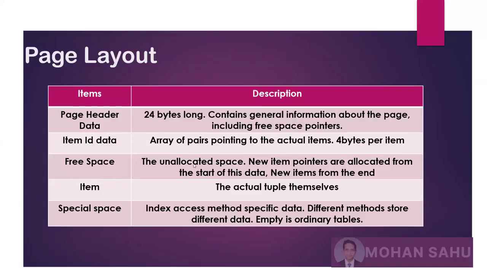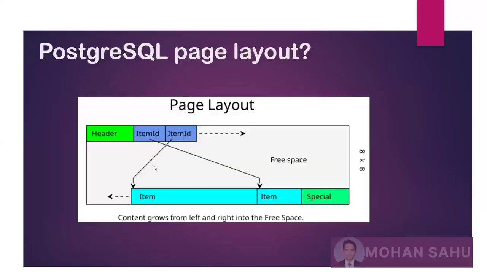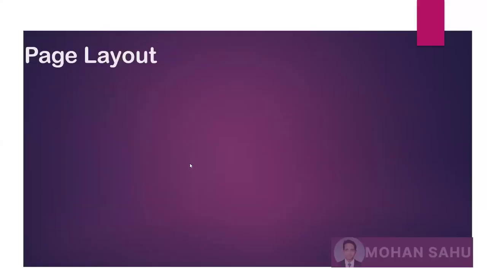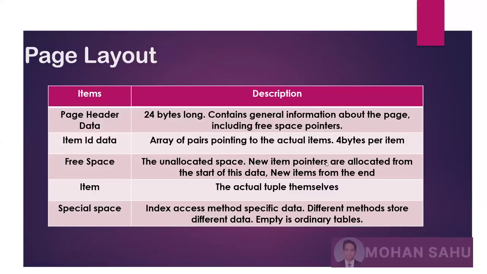Free space is unallocated space. New pointers are allocated from the start of this data, new items from the end. So here, if you remember, in the page layout, we have seen that these item ID pointers will be at the start of the page, and the items will be at the end of the page. So this is what is written here: new item pointers are allocated from the start of this data, and new items, meaning new tuples, will be from the end of the free space.